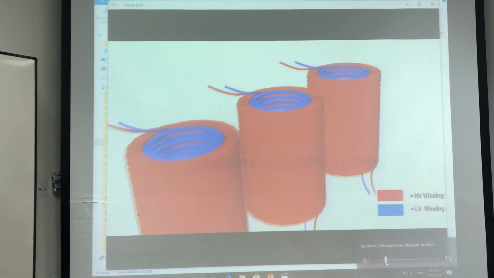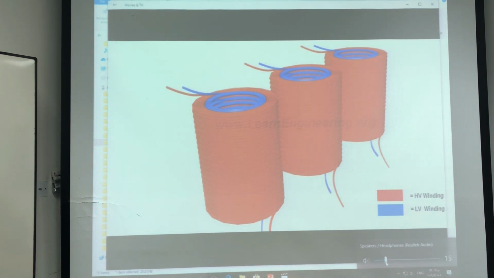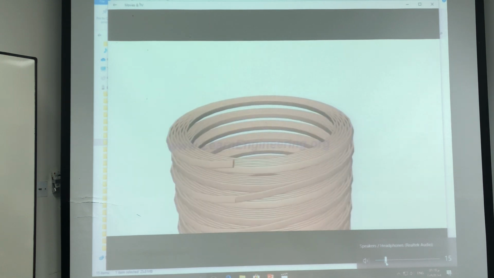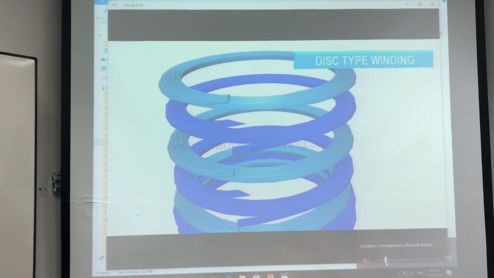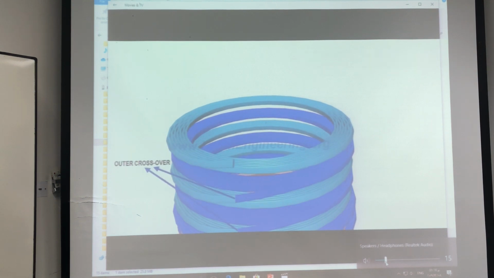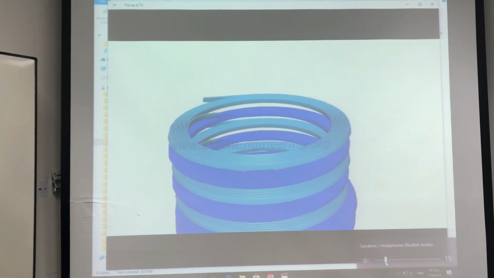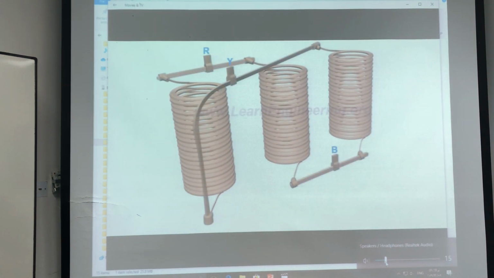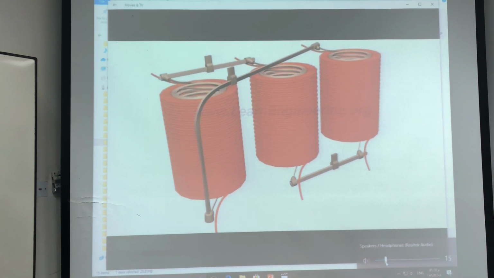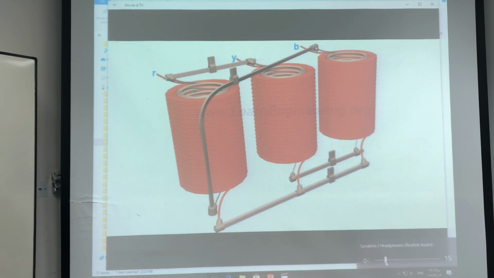Two more such windings are employed in a three-phase transformer. Transformers with high power ratings generally employ a special kind of winding, known as a disc-type winding, where separate disc windings are connected in series through outer and inner crossovers. The low voltage windings are connected in a delta configuration, and the high voltage windings are connected in a star configuration.